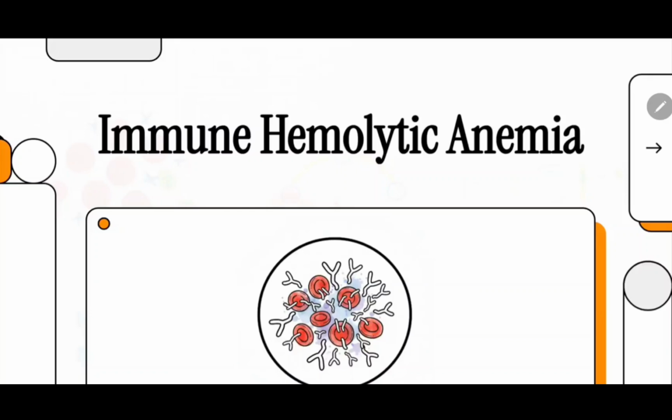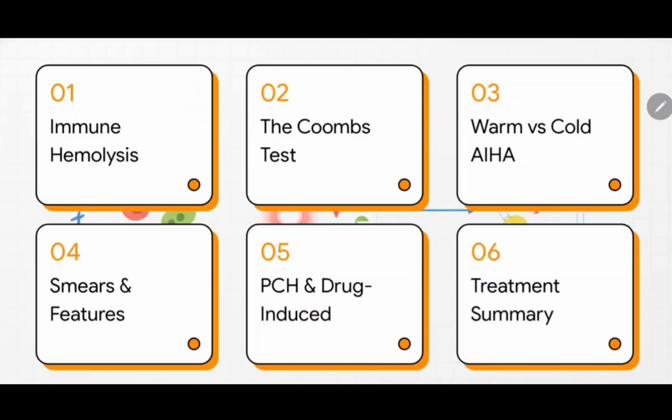Today, we're going to build a conceptual framework so strong that you can easily tackle any clinical vignette they throw at you. Okay? Let's dive right into this. Here is our quick roadmap for today. We'll start with the basics of immune hemolysis, master the Coombs test, and break down the classic warm versus cold AIHA. Then we'll tackle peripheral smears, PCH, drug-induced causes, and wrap up with treatment protocols.